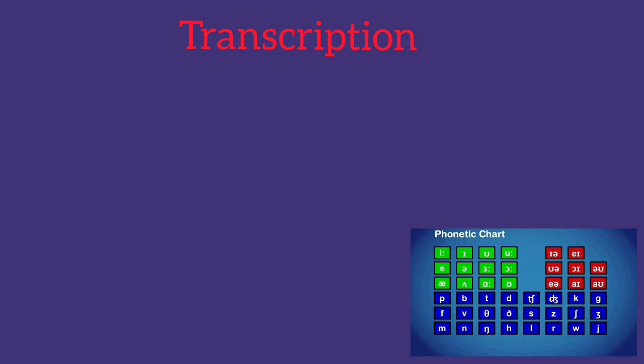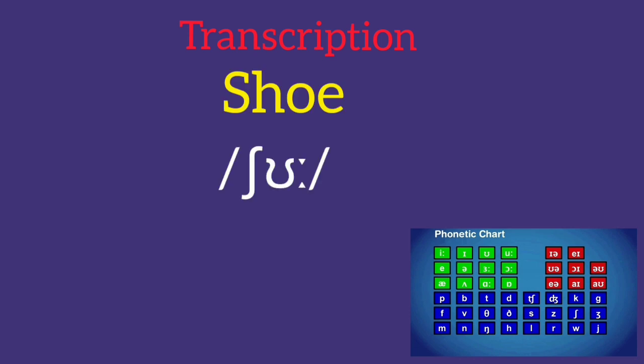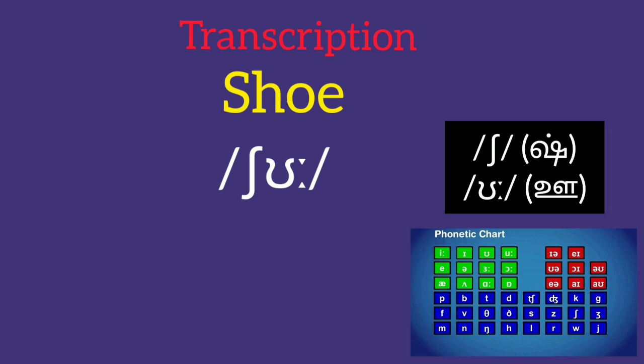Next, the answer for shoe is slash sh slash. The sound of a letter sh matches with the consonant ish, and the letter oe produces oo sound and matches with the vowel oo.